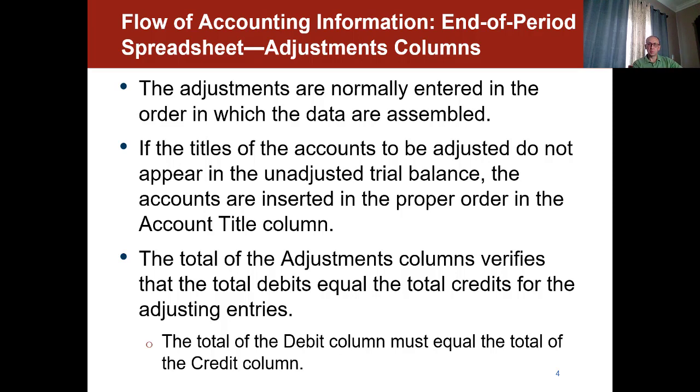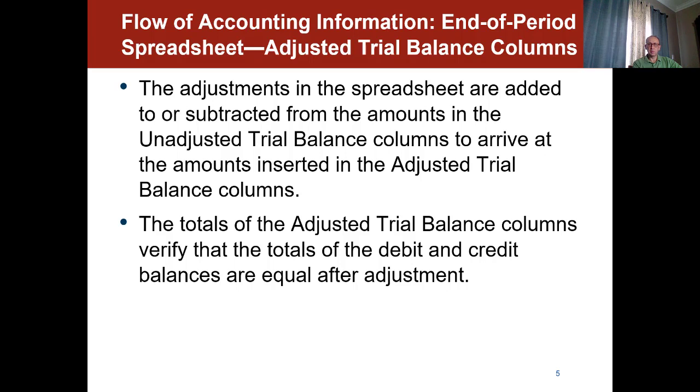The total of the adjustments columns verifies that the total debits equal the total credits for the adjusting entries. The total of the debit column must equal the total of the credit column. So once we're done with that, the next step is the adjustments in the spreadsheet are added to or subtracted from the amounts in the adjusted trial balance columns to arrive at the amounts inserted in the adjusted trial balance column, which is the last two columns in the spreadsheet that we've seen. The totals of the adjusted trial balance columns verify that the totals of the debit and credit balances are equal after adjustments.